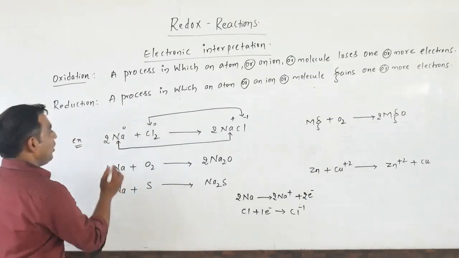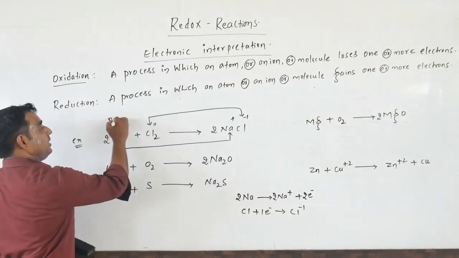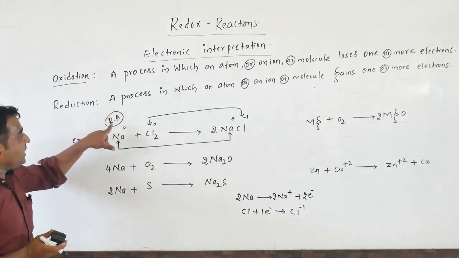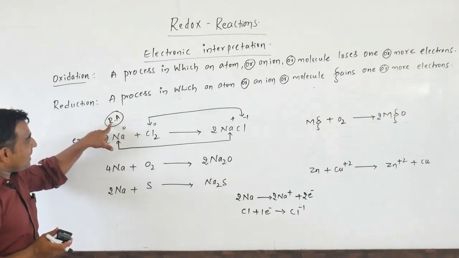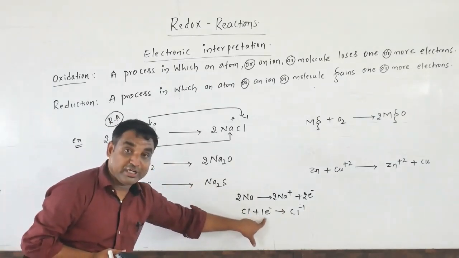Hence what can we call this one? Since it is oxidized, we can call it a reducing agent. Right? What is a reducing agent? It reduces someone else. Whom? It reduces chlorine. How? By gaining of electrons.